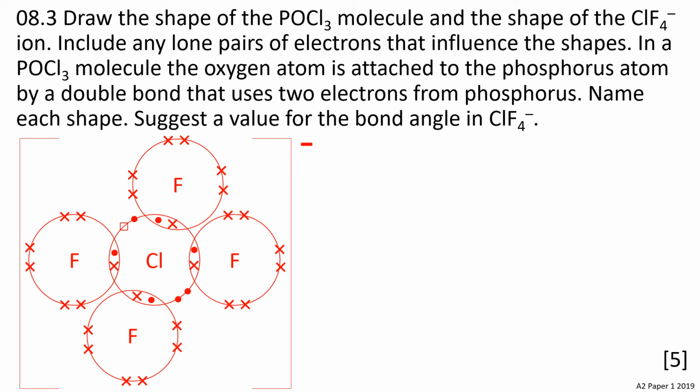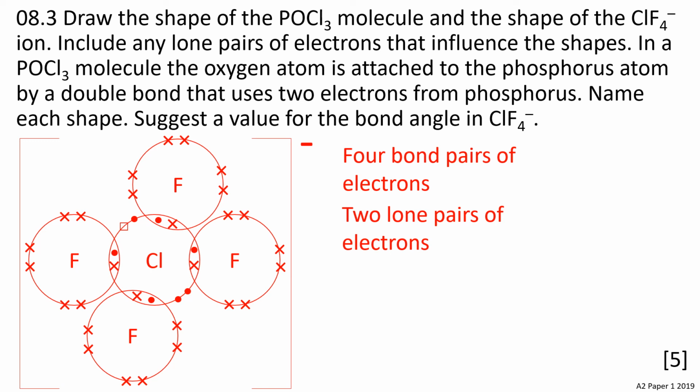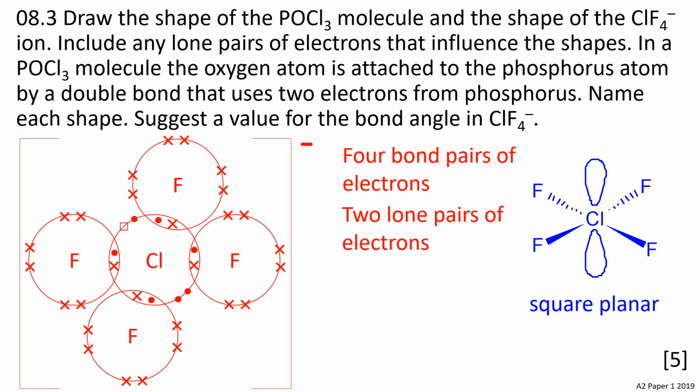Now we weren't required to do the dot and cross diagram for this question, but it helps us to understand how many lone pairs and how many bond pairs of electrons are around that central chlorine atom. 4 bond pairs of electrons, 2 lone pairs of electrons. We can show the lone pairs in those lobes, and we can show the bonds coming out of the plane of the screen with a wedge and into the plane of the screen with a dotted line. You just simply have to know that that's going to give you a square planar configuration, and the bond angle will be 90 degrees.